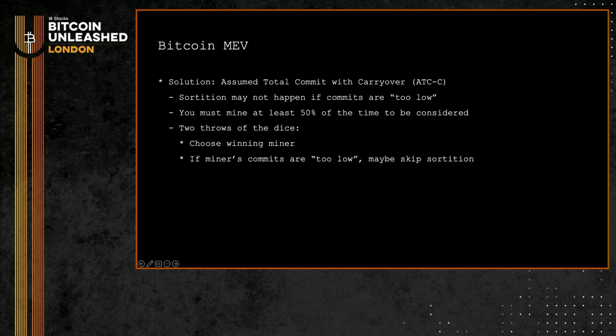The goal we're going for here is you have to mine at least 50% of the time at 50% of the total mining power if you want to have your guaranteed MEV behavior, which really forces the likes of F2 Pool to behave much more like an honest miner.